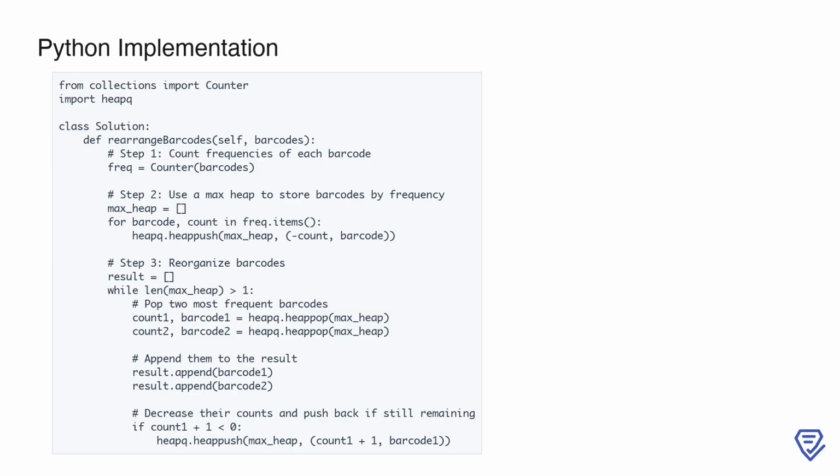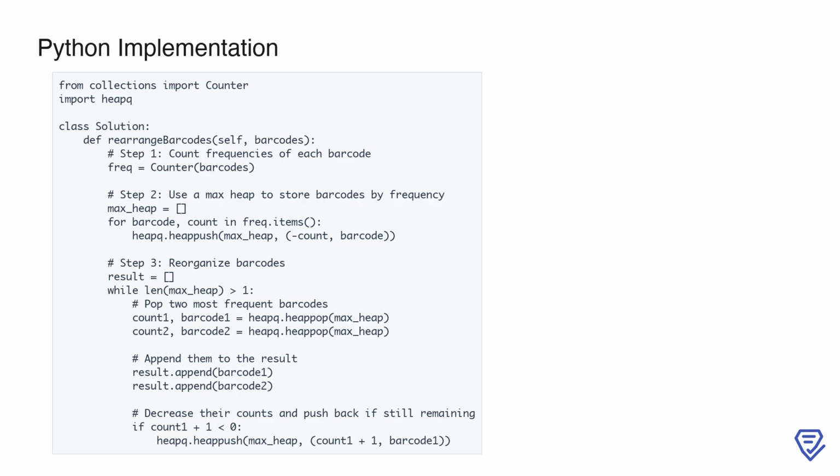Next, we use a max heap to store the barcodes, but since Python's heap implements a min heap by default, we insert the negative of each count to simulate a max heap. For each barcode and its count, we push a tuple of negative count and the barcode into the heap. This ensures that the barcode with the highest frequency will always be at the top of the heap.